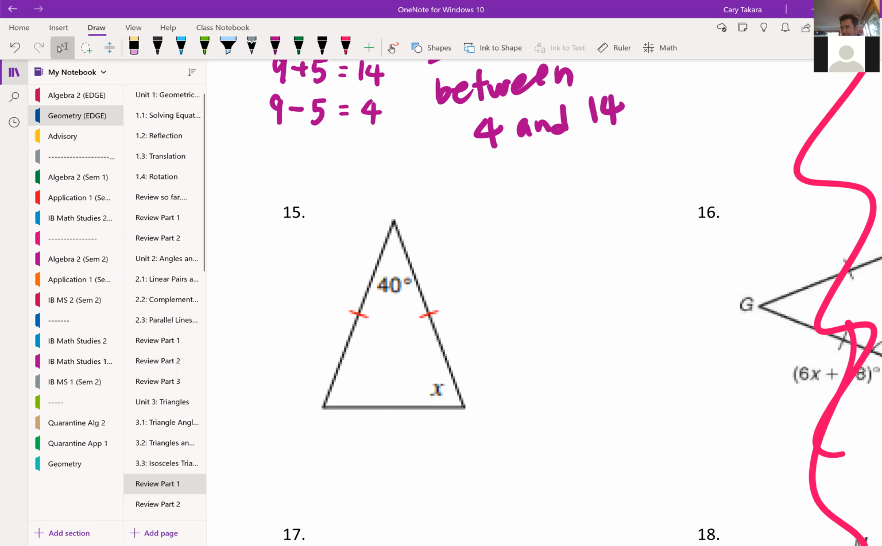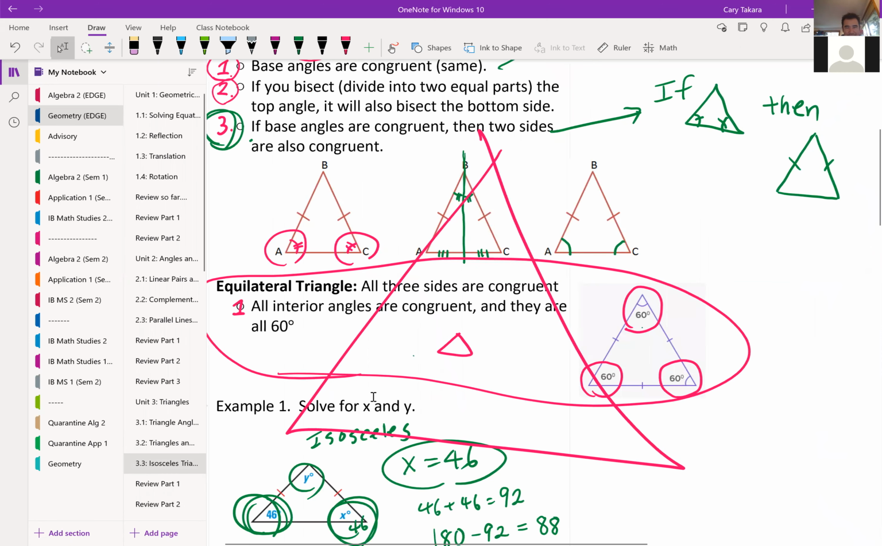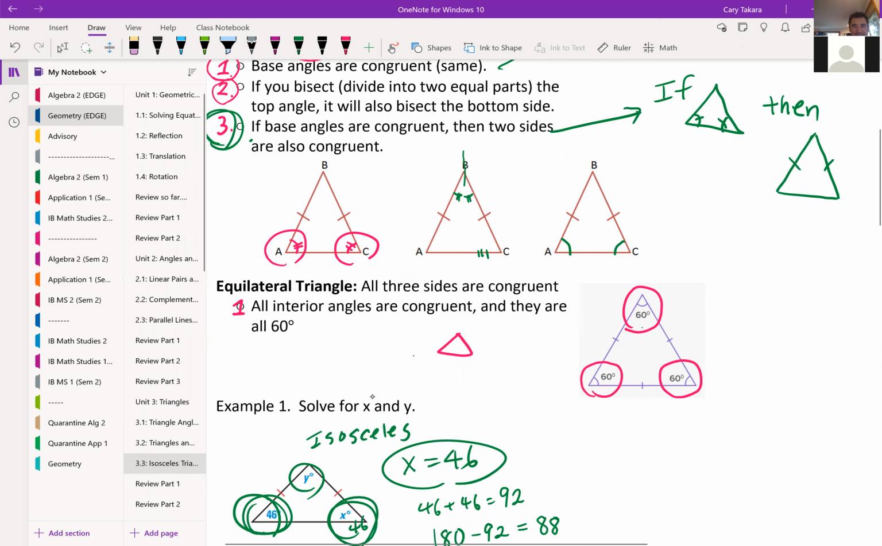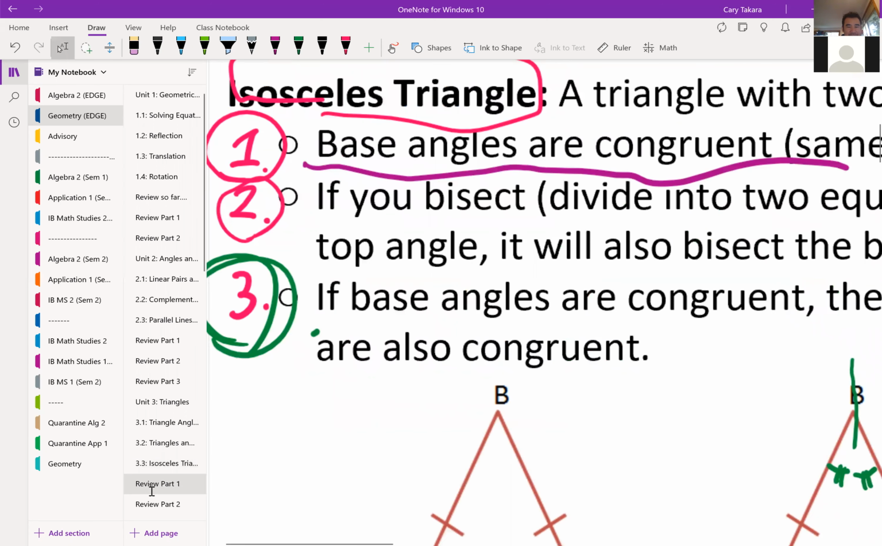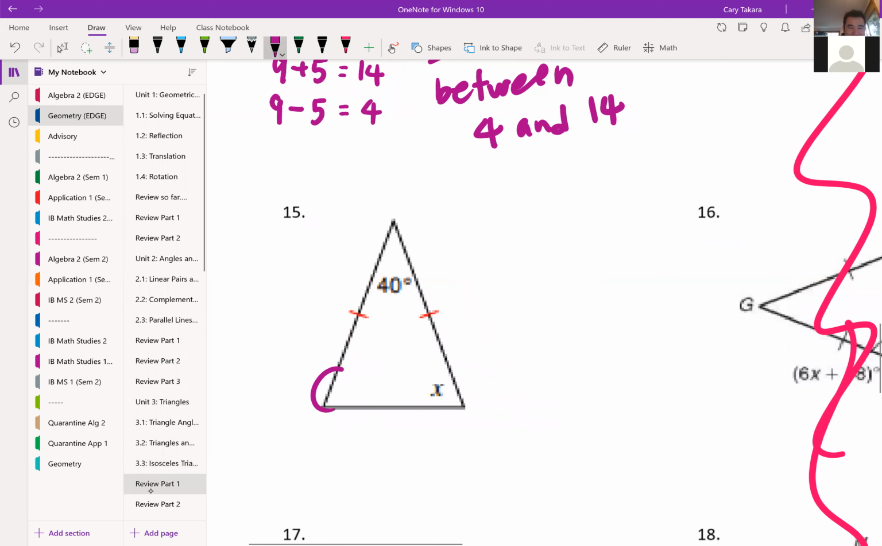So how do you find x? The property that we've studied, we've got 3 of them for isosceles right here. And the first one, base angles are congruent. The bottom 2 angles are going to be the same for any isosceles triangle. And we could use that. That means this angle and this angle are going to be the same thing.